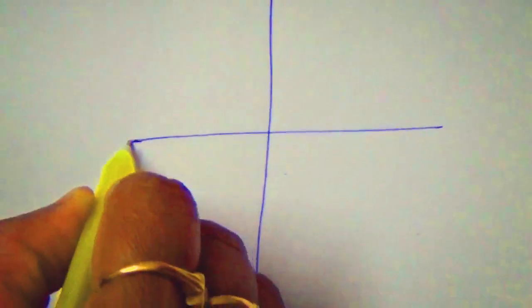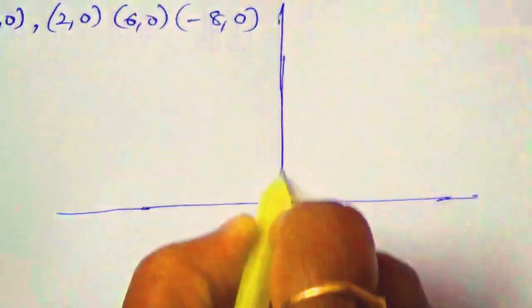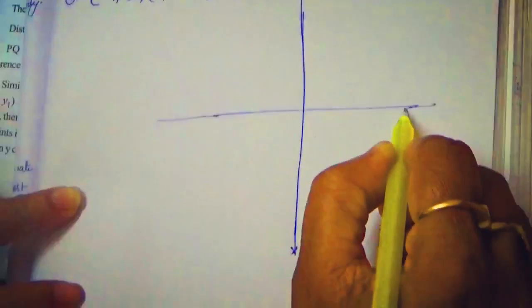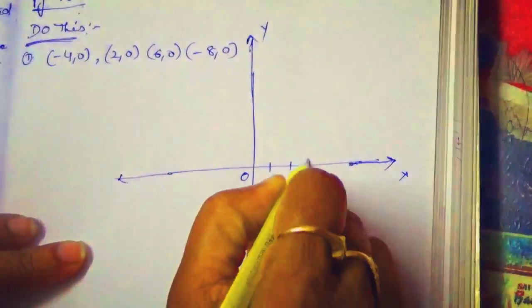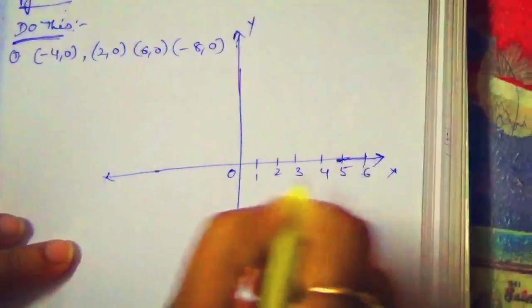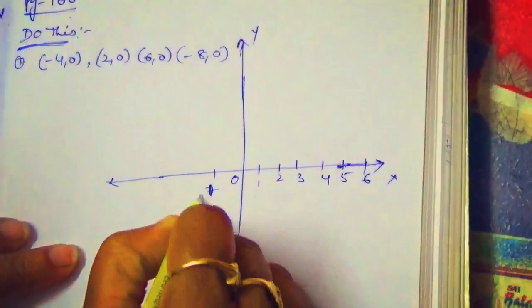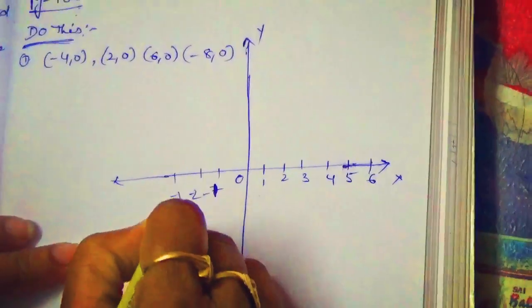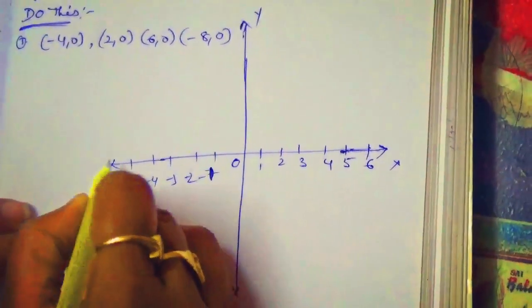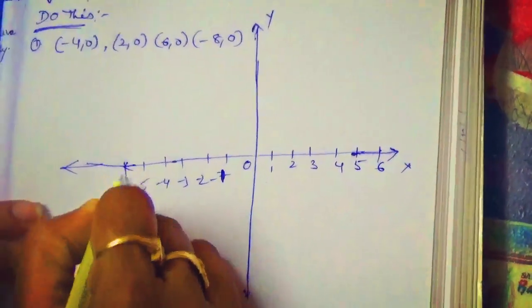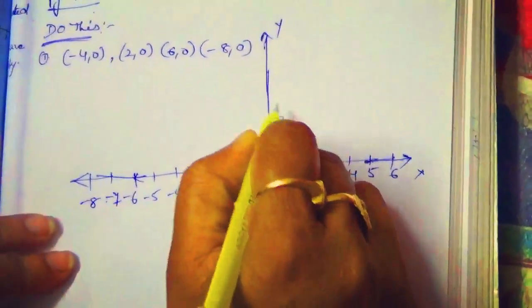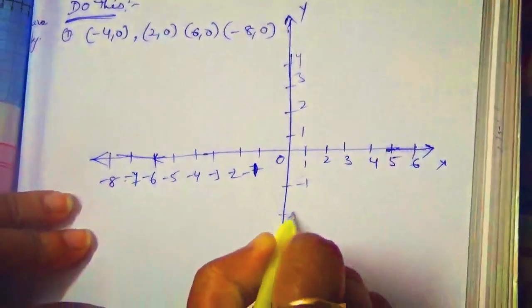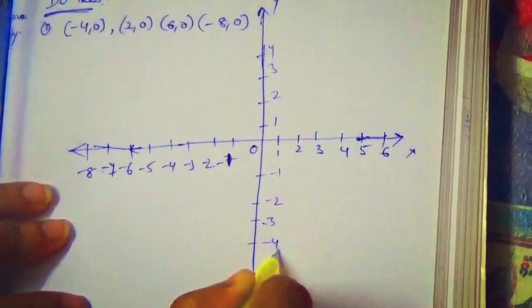You just look here, I am drawing the x-axis and y-axis. The horizontal line is the x-axis, and the vertical line is the y-axis. So 0, 1, 2, 3, 4, 5, 6, and minus 1, minus 2, minus 3, minus 4, minus 5, minus 6, minus 7, minus 8. Okay, 1, 2, 3, 4, minus 1, minus 2, minus 3, minus 4, right.